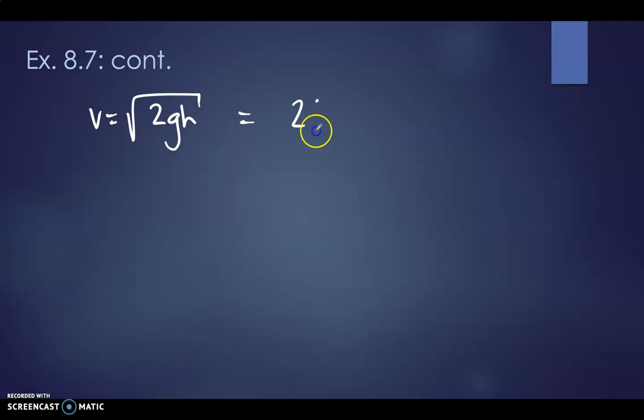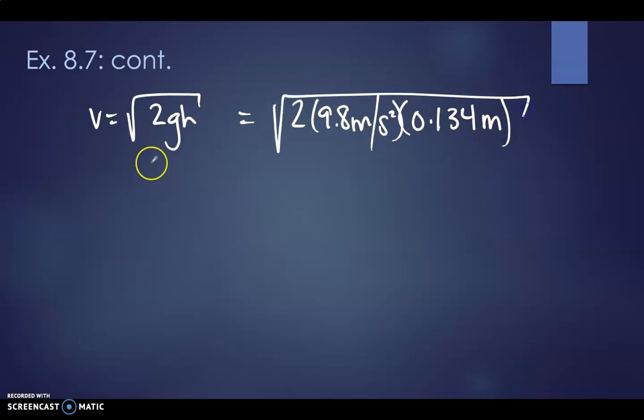And now we can go ahead and plug this in. So we have V is equal to 2GH square rooted. And we can plug that in. So we have 2 times 9.8 meters per second squared times 0.134 meters, square root. So let's go ahead and plug that into our calculators.